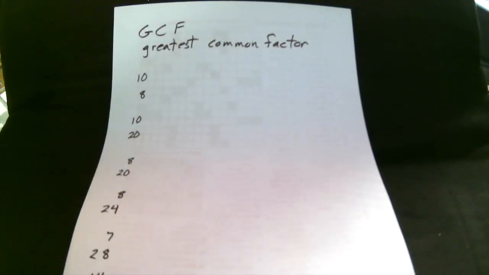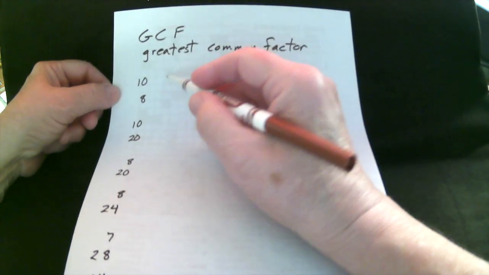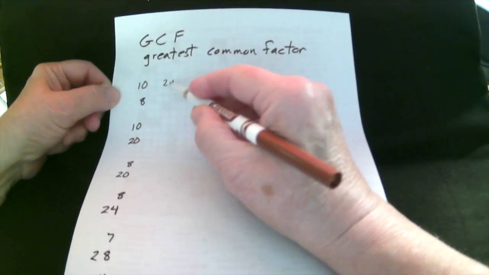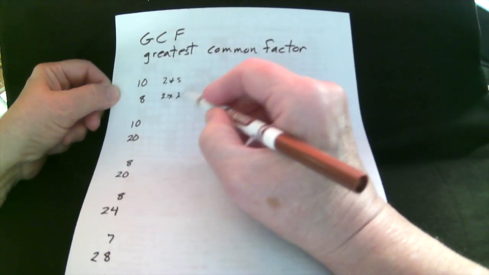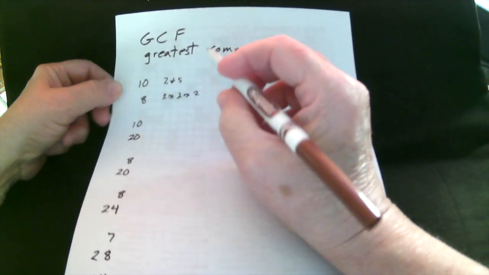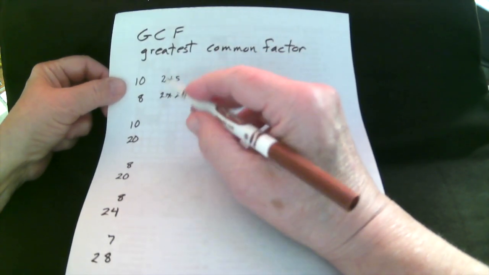Another idea that helps us with fractions is greatest common factor. We're going to use factorization to find our greatest common factor between two different numbers. Between 10 and 8. 2 times 5, 2 times 2 times 2. The common factor is 2.